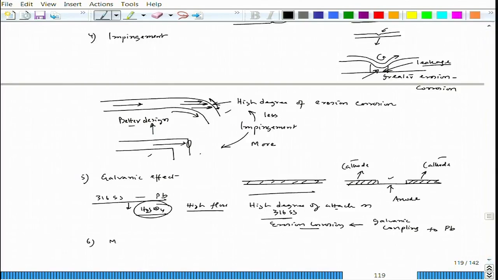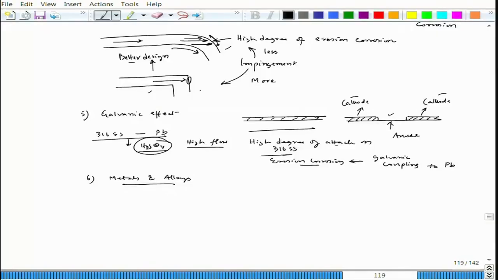Now, sixth is of course, metals and alloys. As we have seen from the table itself, stainless steel and titanium provide very good erosion corrosion resistance, whereas carbon steel is poorly resistant. Now, recently it has been observed that we have many microstructures in carbon steel itself. On the metals and alloys part, the microstructure also plays a big role in combating erosion corrosion. The softer the metal, the erosion corrosion rate would be very high. Now, on the metals and alloys, we have talked about hard metal, soft metal, and then of course, passivating as well as non-passivating kind.